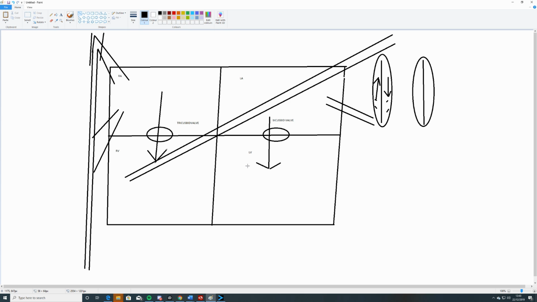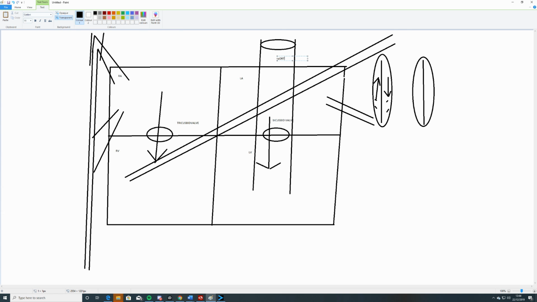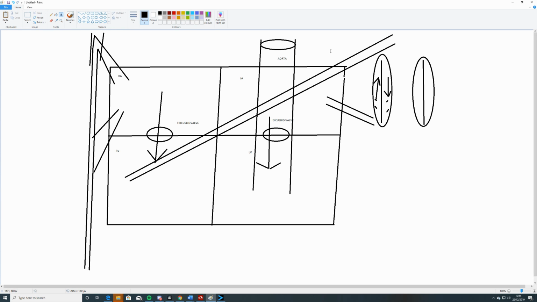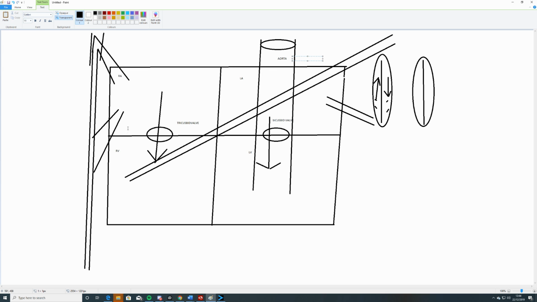And then the left ventricle is responsible for the boom, which takes it out through the aorta. Doesn't really look like that, but the aorta. It's going to be spelled wrong as well, but that is a very basic diagram of how blood flows through the heart.